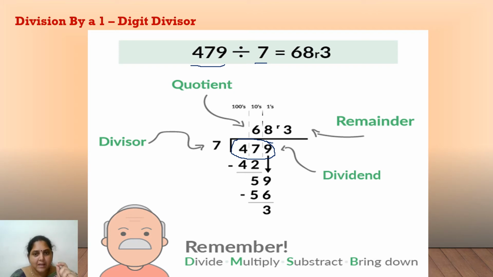So what is our divisor? Divisor means the number with which we have to divide. So what is our divisor here? 7 is our divisor. Now, what are the remaining two parts we are having? Quotient and remainder. How we have to find that quotient and remainder, we will see here.